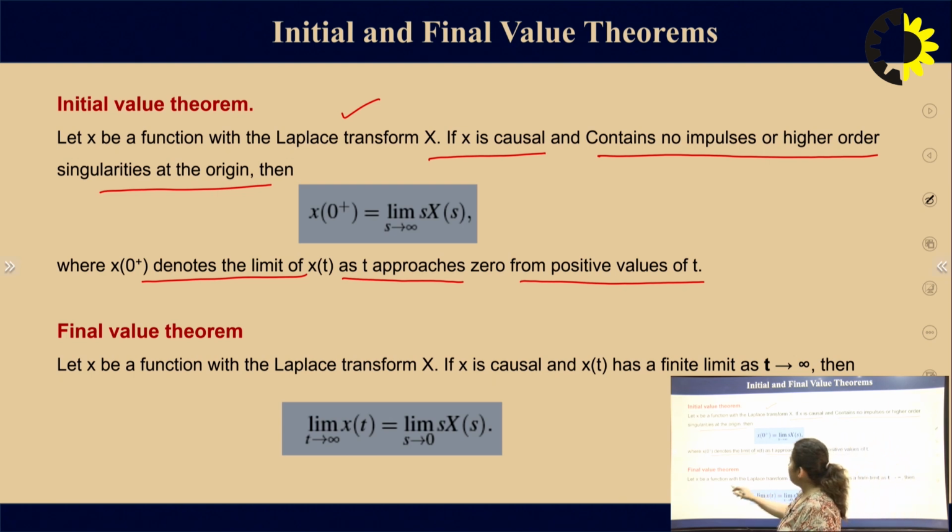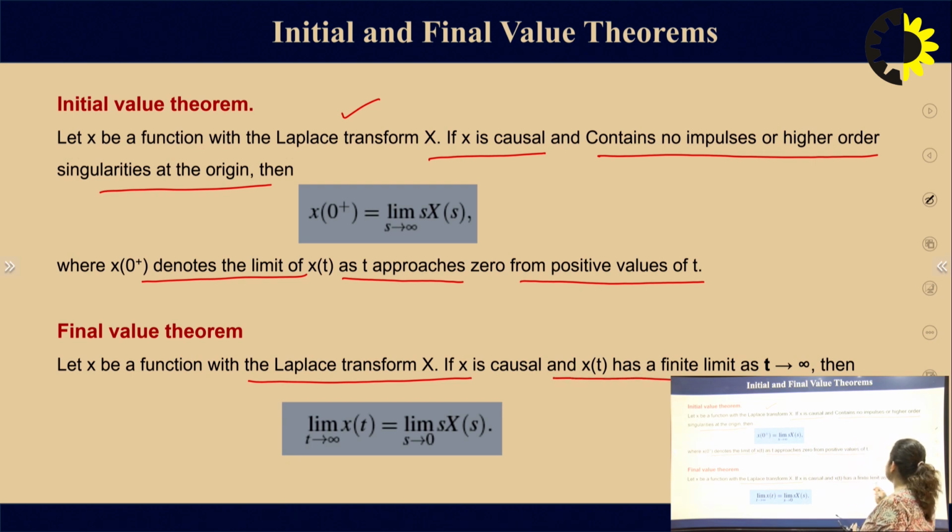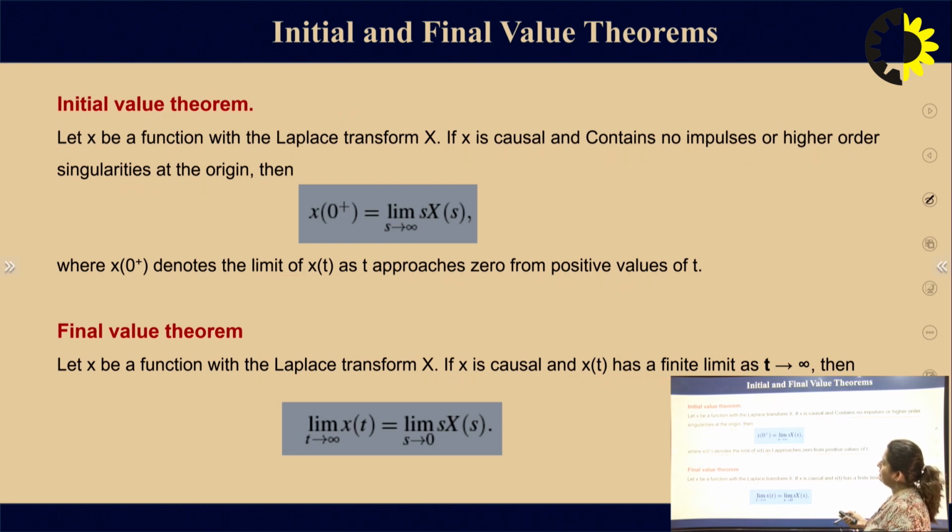Final value theorem: let x be a function with the Laplace transform X, if x is causal and x(t) has a finite limit as t tends to infinity. In that case, limit t tends to infinity of x(t) is equivalent to limit s tends to 0 of s X(s). Now in the final value theorem we have s tends to 0, and in the initial value theorem we have s tends to infinity. So both these theorems can be used for solving the problems of the Laplace transform.